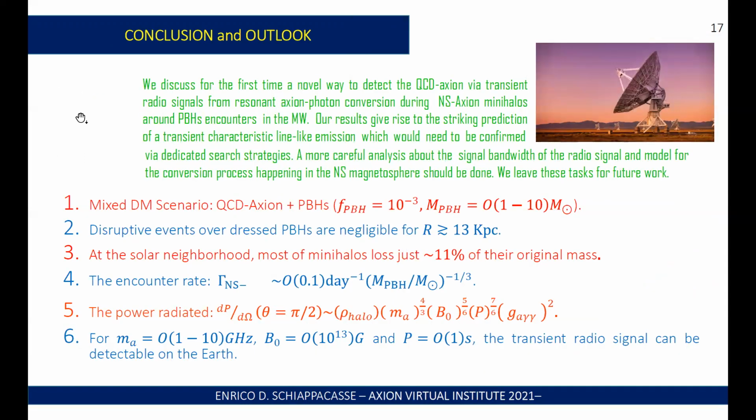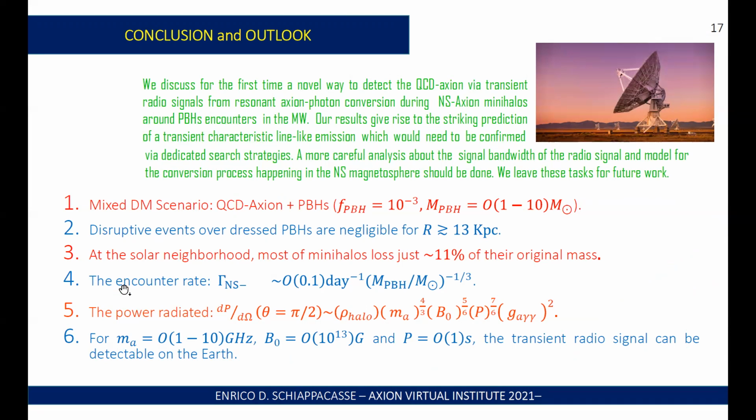So today I have discussed, for the very first time, a novel way to detect the QCD axion via a transient radio signature from resonant axion photoconversion during the encounter of dressed primordial black holes and neutron stars. Our result gives the prediction of a transient characteristic line emission, which in principle should be detectable on Earth based on the sensitivity of current and prospective radio telescopes.